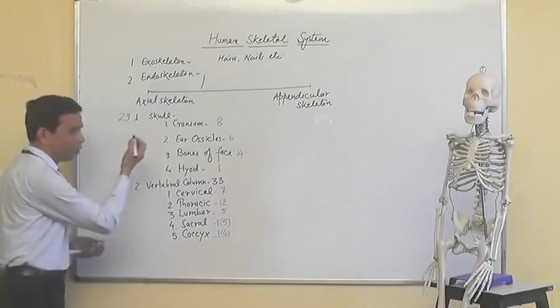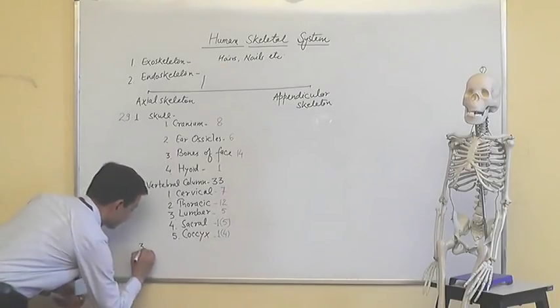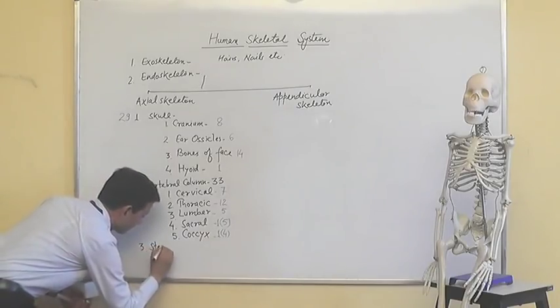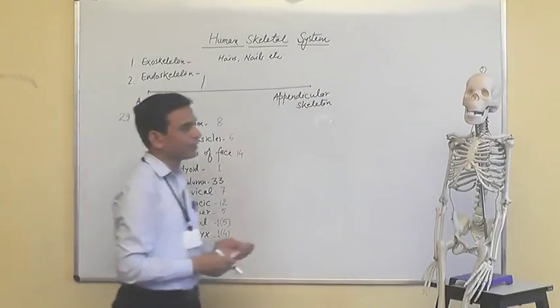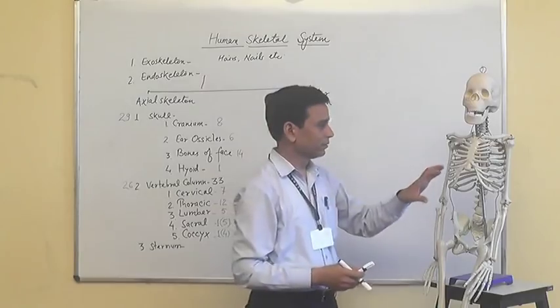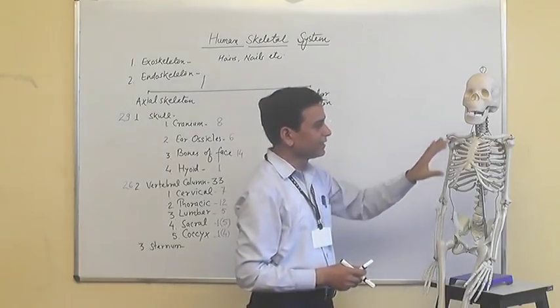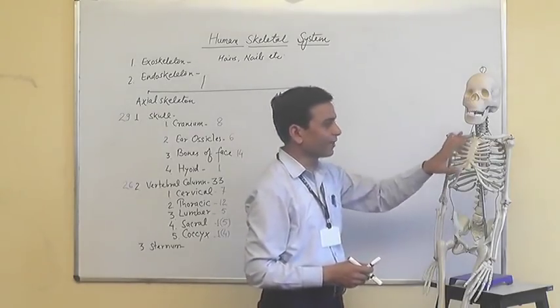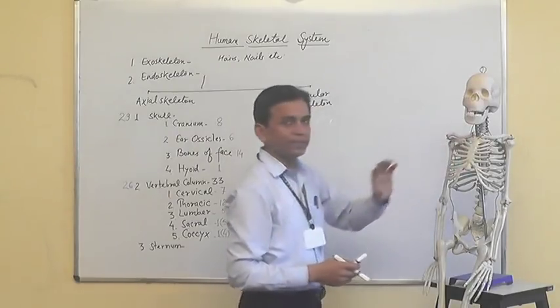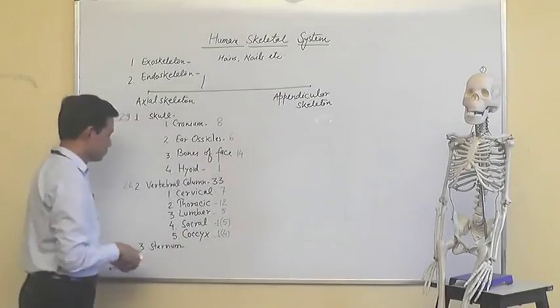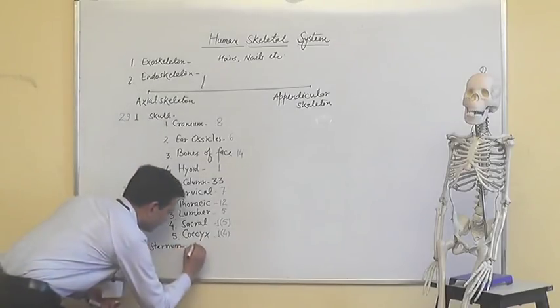The third part of our axial skeleton is our sternum. Sternum is a flat bone. It is present just in the middle of the front of our chest. This is sternum. It is 1 in number.